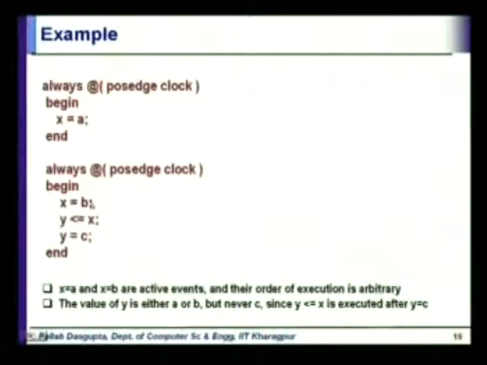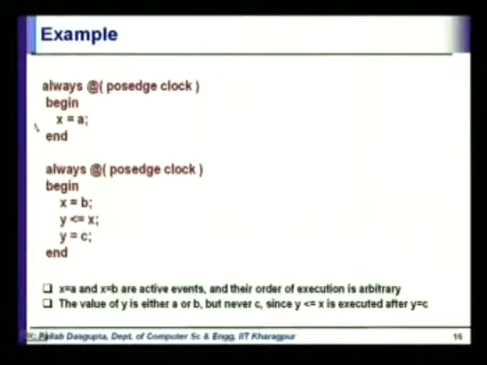Now look at this example. In this example, we have 2 blocks. This always block at the passage of clock assigns A to X, and this always block at passage of clock assigns B to X, and then it does a non-blocking assignment of X to Y and a blocking assignment of C to Y.